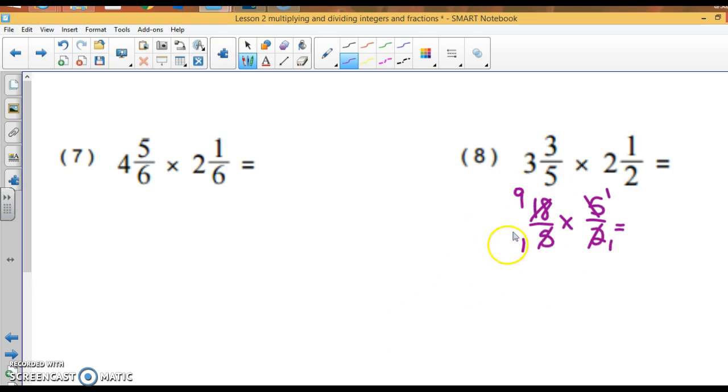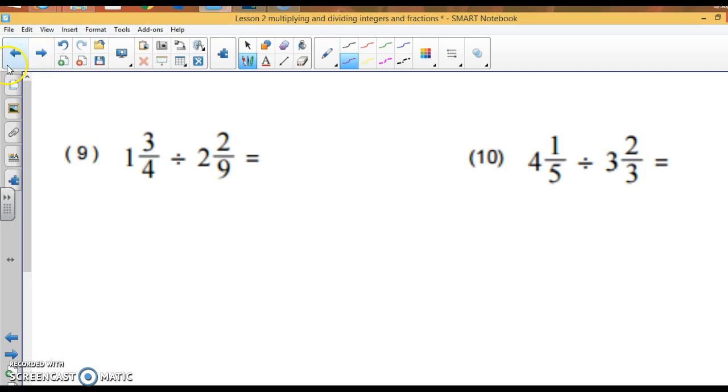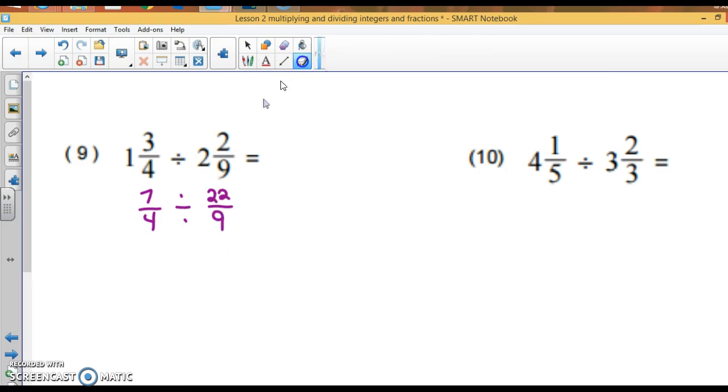Now I multiply straight across. 9 times 1 is 9. 1 times 1 is 1, so I just get 9. Change it to improper fractions first. Here, let's do a division. Same thing with dividing. You need to change them to improper. 1 times 4 is 4, plus 3 is 7/4, divided by 2 times 9 is 18, plus 2 is 20/9. Or no, I added wrong. Sorry, 29.